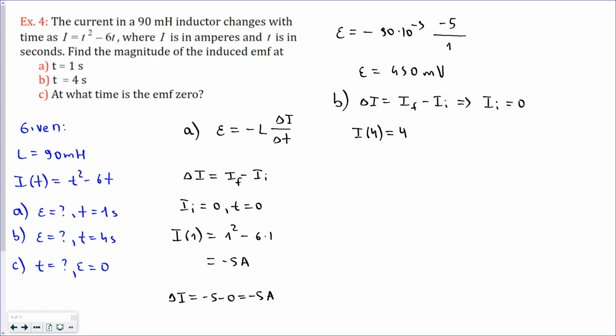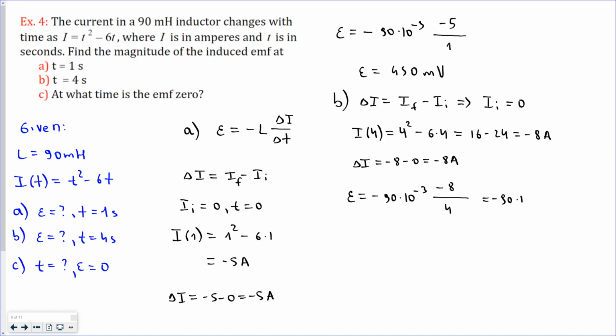So we need to find the current at the 4th second. We just put the 4 instead of the time. 16 minus 24, minus 8 amperes. And the change in current is minus 8 minus 0, also minus 8 amperes. And now let's put everything into Faraday's equation. 10 to the minus 3, changing current is minus 8, and interval of time is 4. So we have here minus 90 times 10 to the minus 3 times minus 2, because minus 8 over 4 is minus 2.